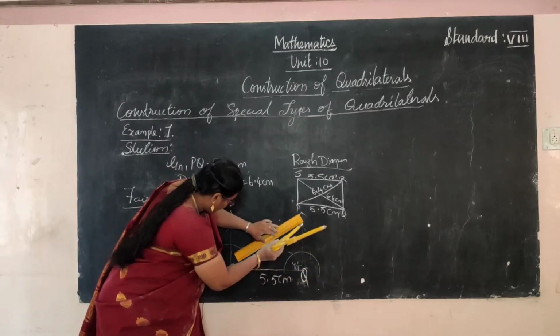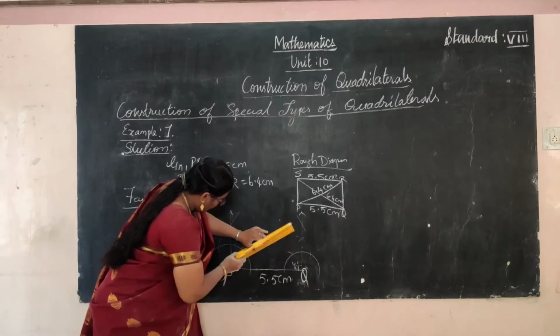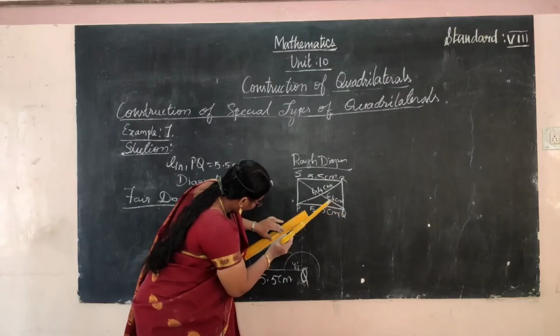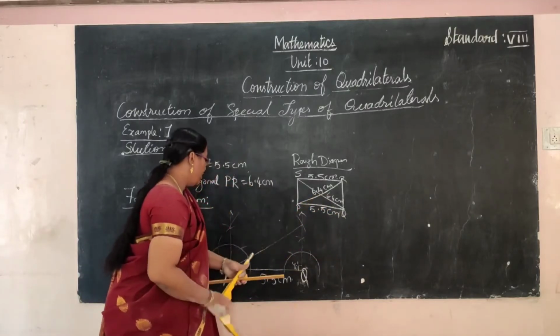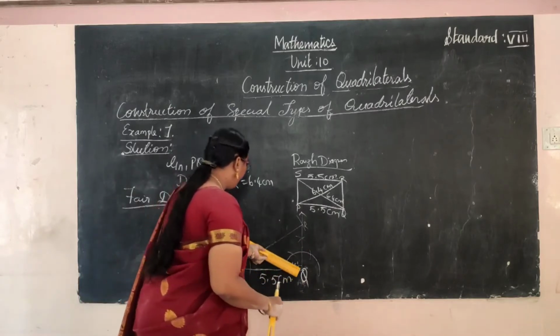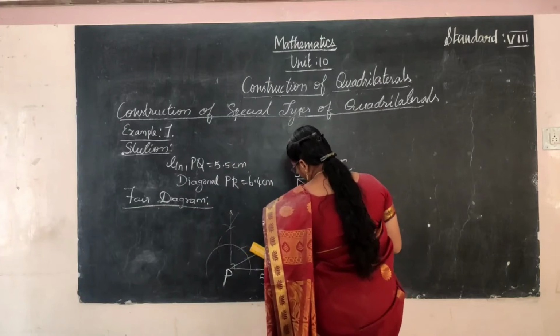Now join the arcs from P to R at the center, draw the arc from P to R, and then from Q to S, draw the other arc.